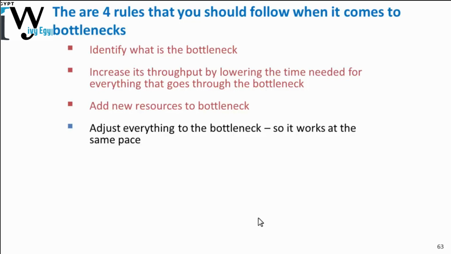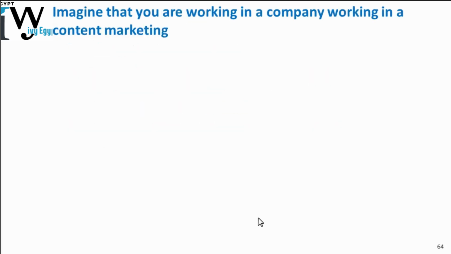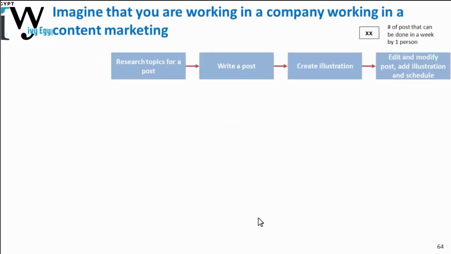Now let's have a look at an example of a company producing content marketing for its customers. Here you have 4 stages. The first one is about researching topics for a post. The second one is about writing a post. Then you create an illustration, and last but not least, you edit and modify the post and illustration and schedule the post to be delivered. For every stage there is one person, and in the small square I showed how many they can do in each stage, measured for simplicity in posts per week.